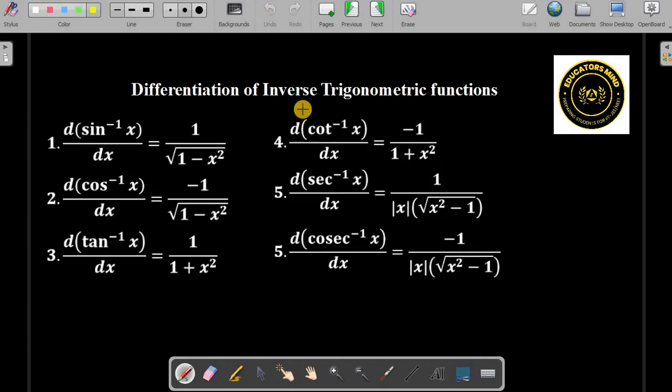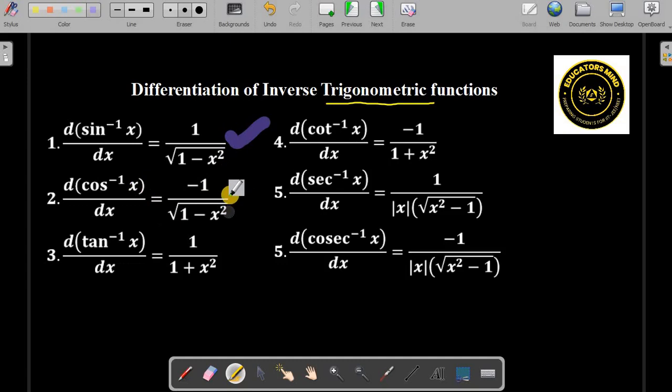Then inverse trigonometric functions. You won't see much application of inverse trigonometric functions, but still I have given the list here, you can just refer to it. Sometimes they will be used mostly in integration, because integration is the opposite of differentiation, so there we can use them. Still, remember that differentiation of sine inverse x with respect to x is 1 by root under 1 minus x square.